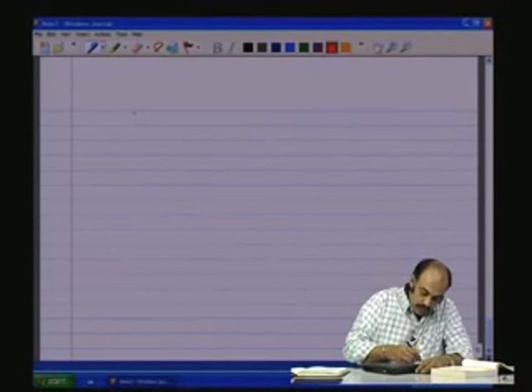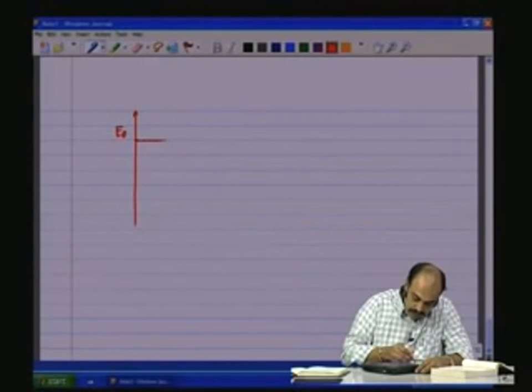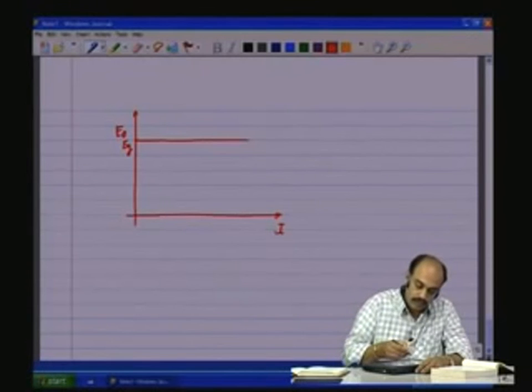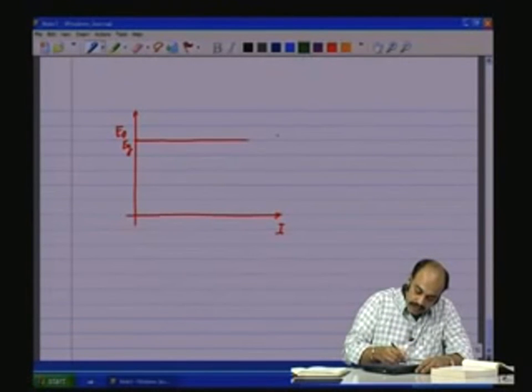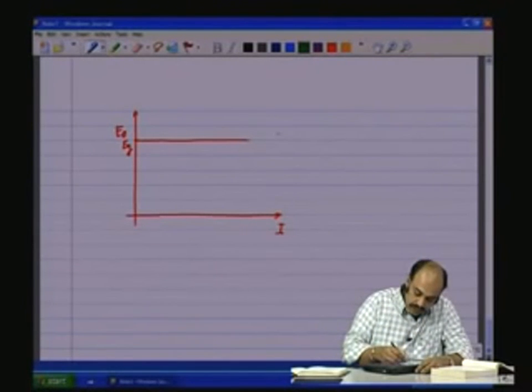Such conditions we will have E naught which is constant at EG whatever may be the load I. Now, such a compound generator is called an over compound, that is a few more turns are added extra to compensate for the voltage drop of the armature winding resistance. Then it is called an over compound generator.